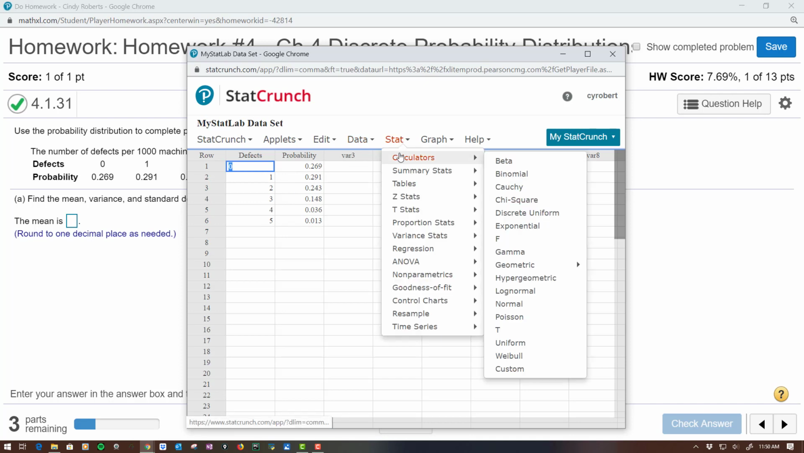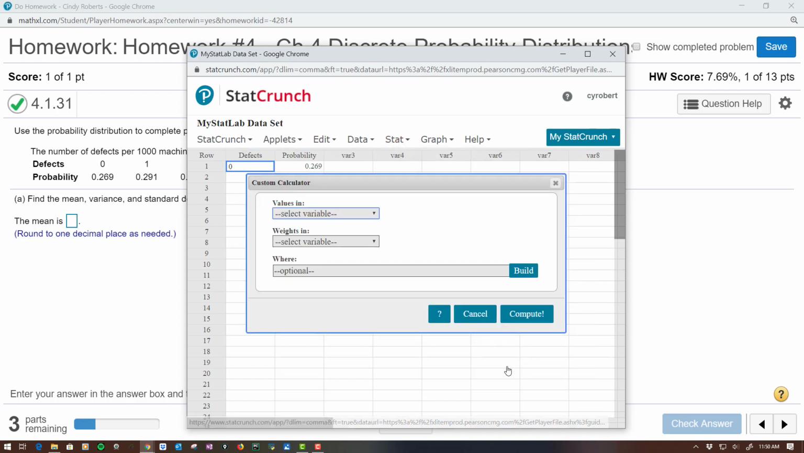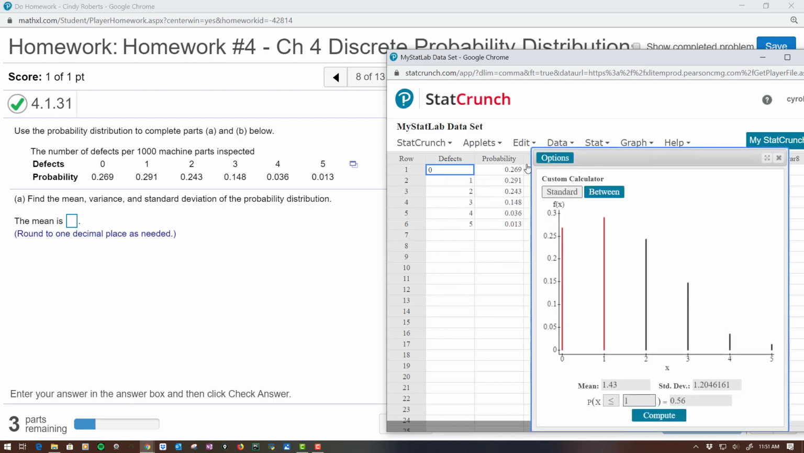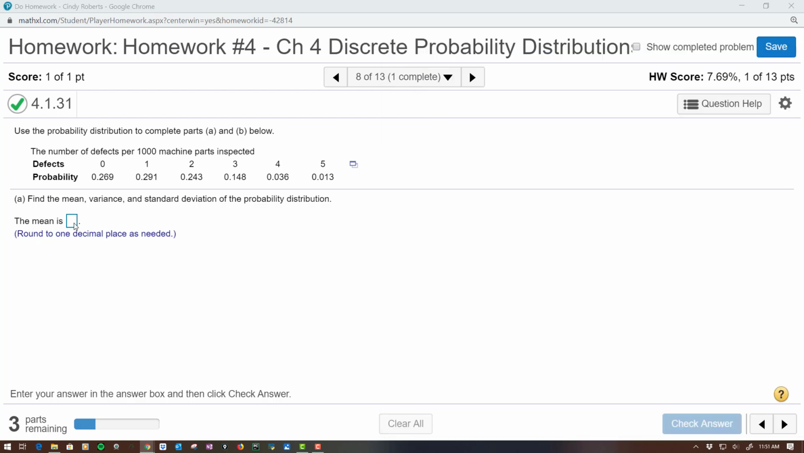So if you go to Stat, Calculators, and you go to Custom, all the way down here on the bottom, my values are my x values, my defects, and my weights are actually the probabilities. So the x, whatever number of defects they're asking about in a machine, 0, 1 through 5, and then the probability here, and I hit Compute, and so nicely it gives me the mean. It says round to 1 decimal place, so the mean is 1.4.